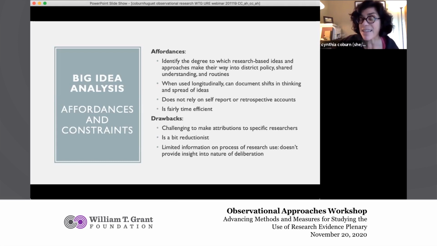It's a bit reductionist. As somebody who was trained as an ethnographer, sometimes I squirm a little bit that we come out with a chart that loses all the richness. Not all the richness, some of the richness. And it doesn't tell us anything at all about the process of research use. So it doesn't help us understand the nature of the deliberations.